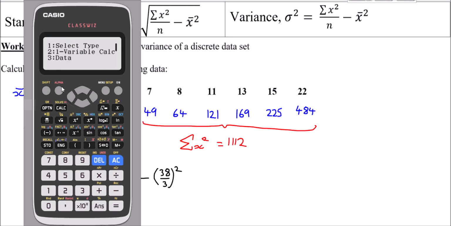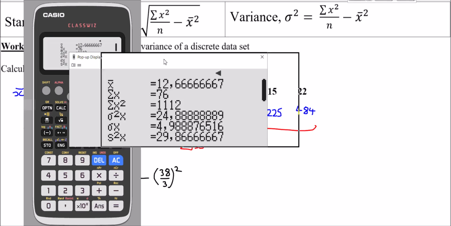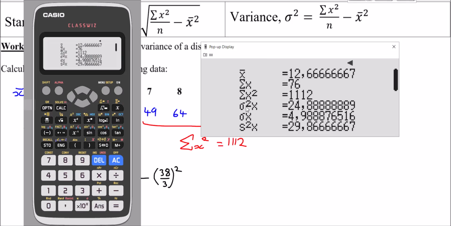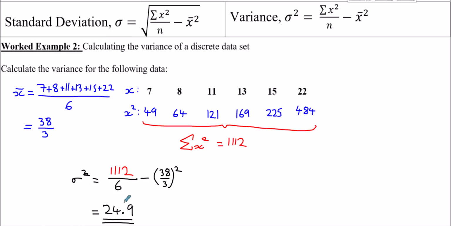Then OPTN, press 2 for one variable calculation, and to make the screen bigger so you can see what it says, you can see here that sigma squared x is 24.8 recurring, which, like we said, to 3 significant figures is 24.9, which is what we got manually. So get used to this Class Wiz and get used to it soon. It is an absolute lifesaver.